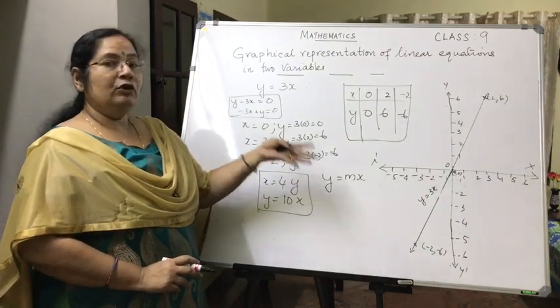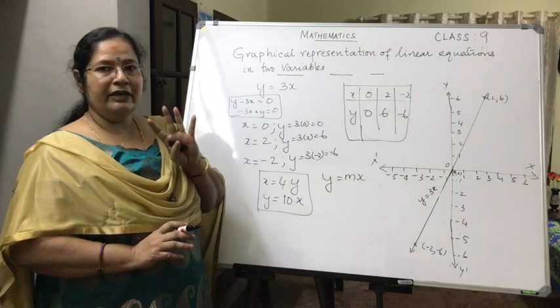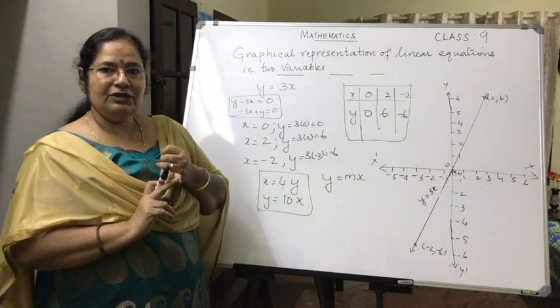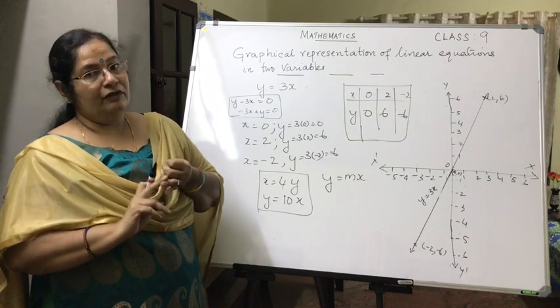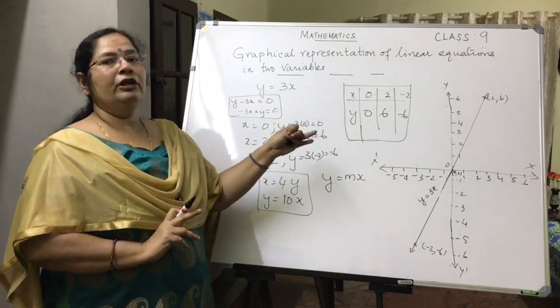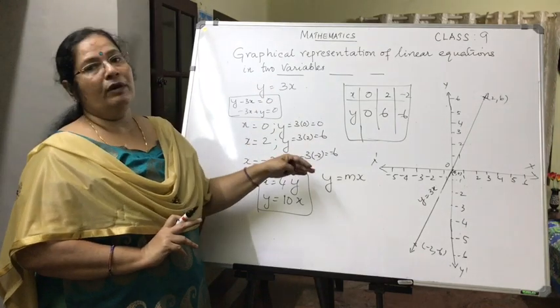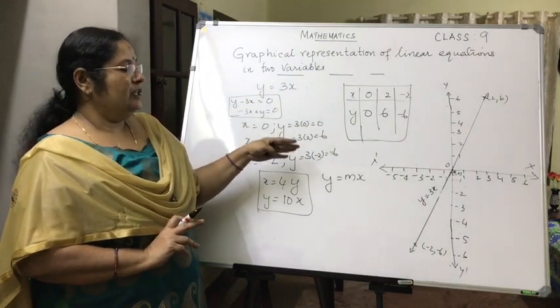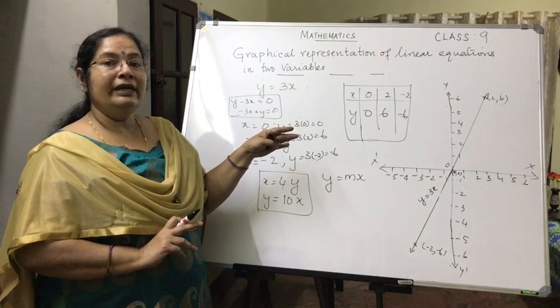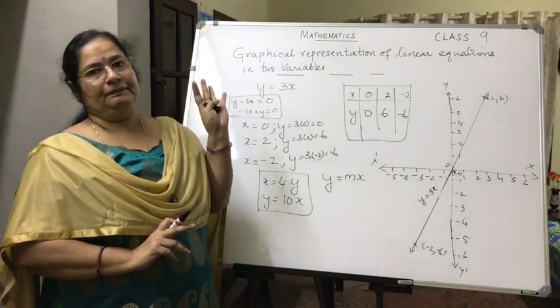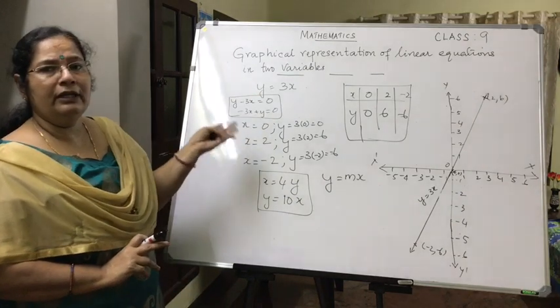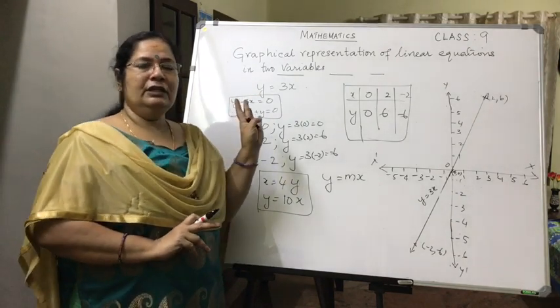What were the 4 conclusions we have learned? The graph of a linear equation is a straight line. Every point on the graph is a solution. Every solution will be a point on the graph. And fourth one, any linear equation of the form y equals mx will be passing through the origin. So understood how to plot the graph for a linear equation.